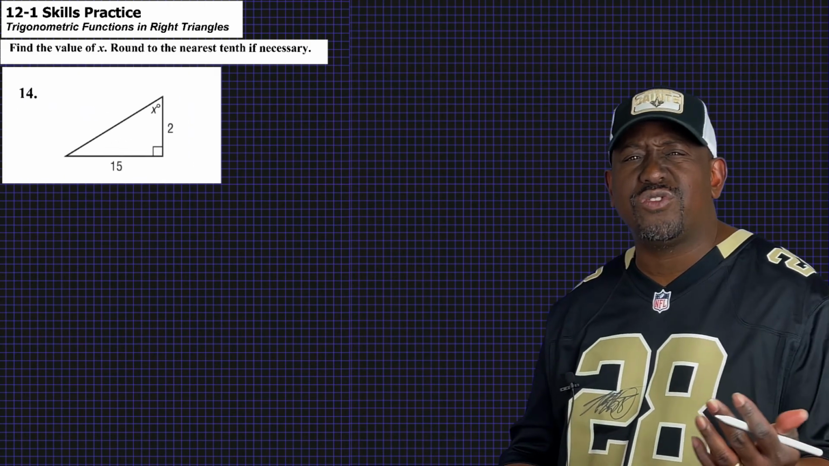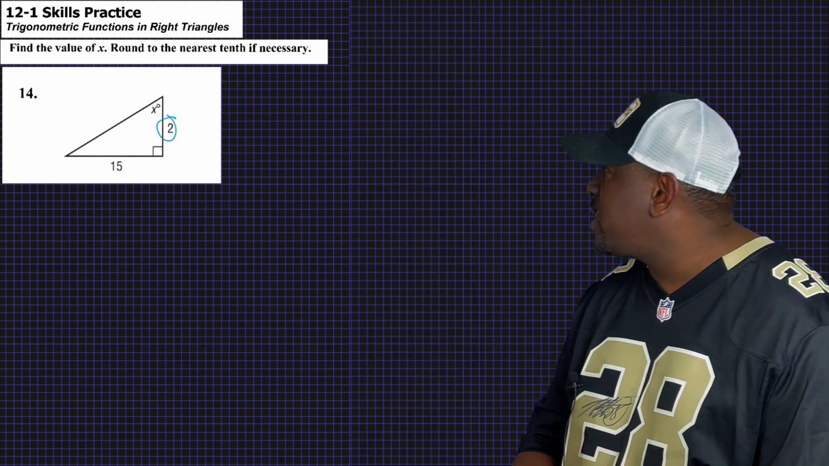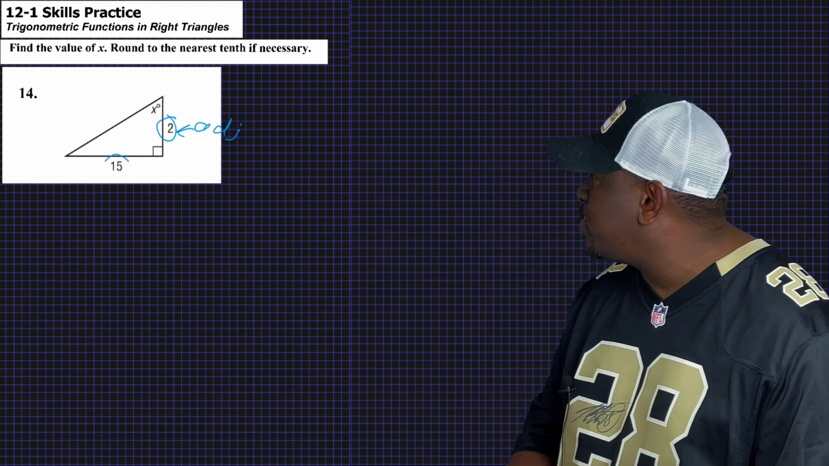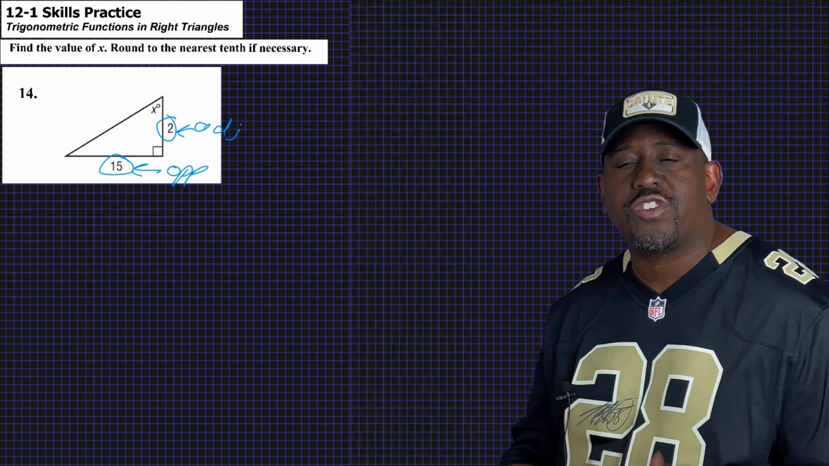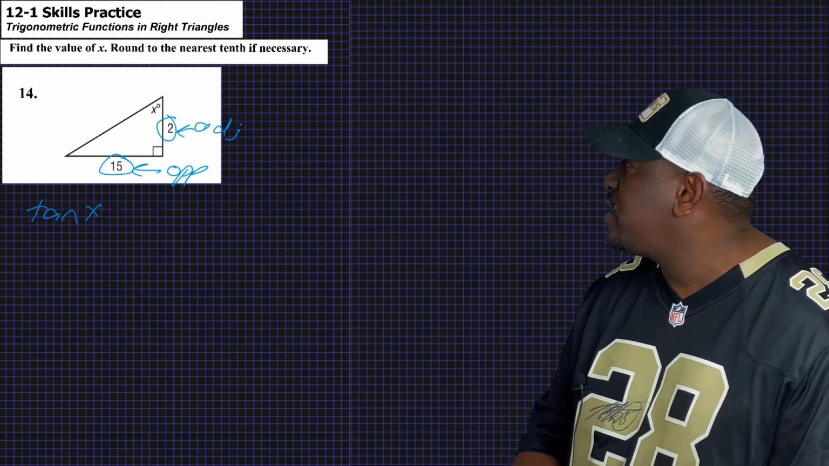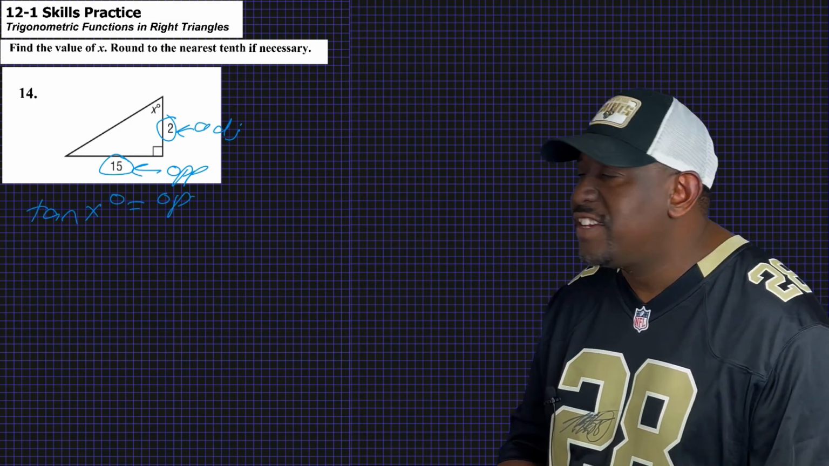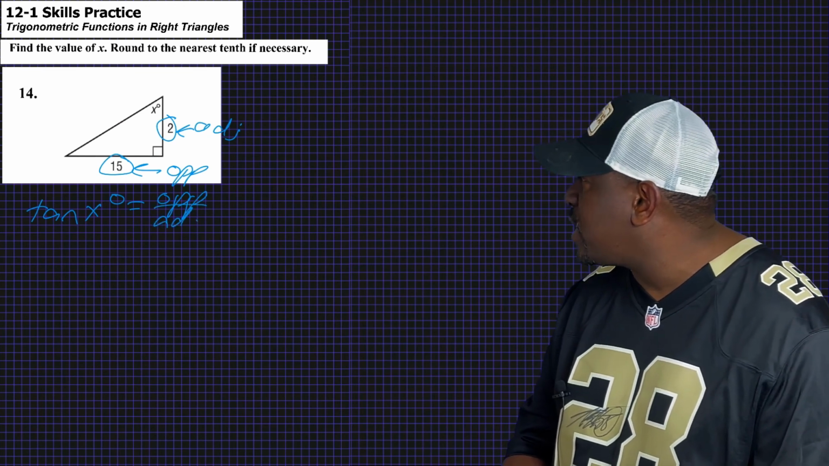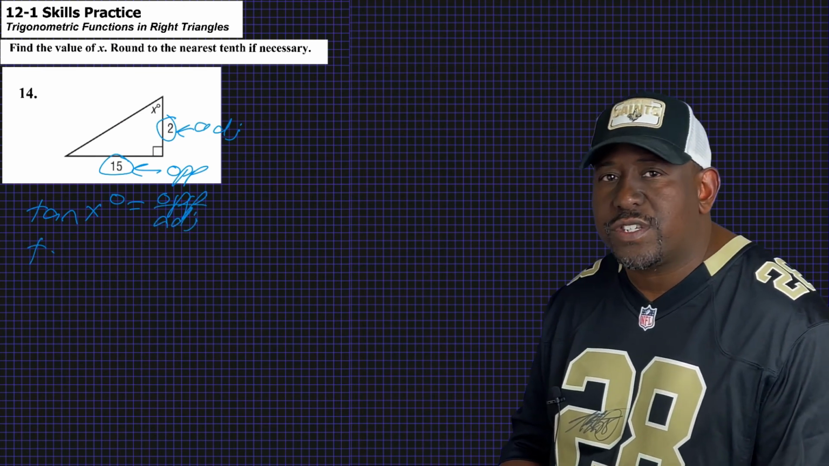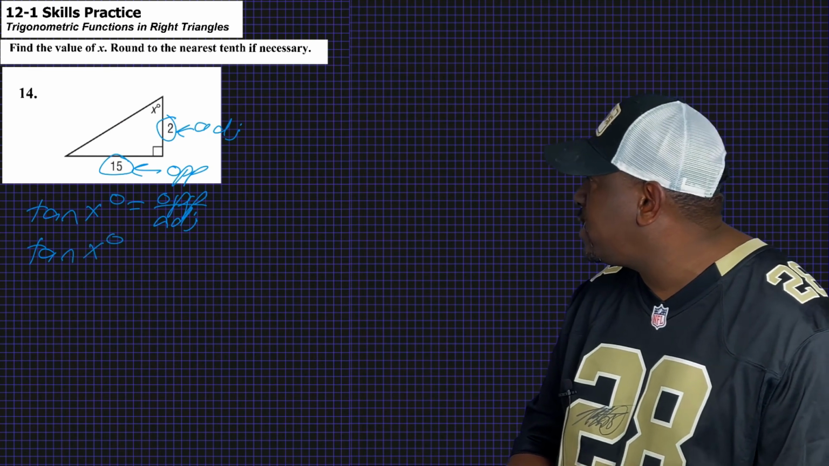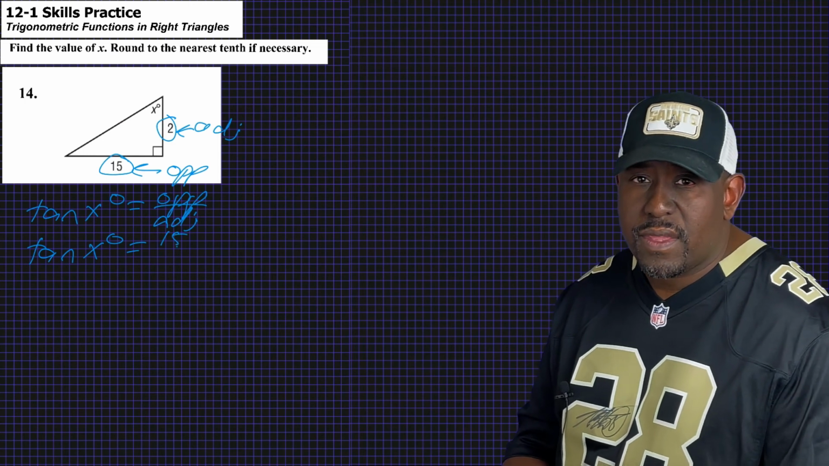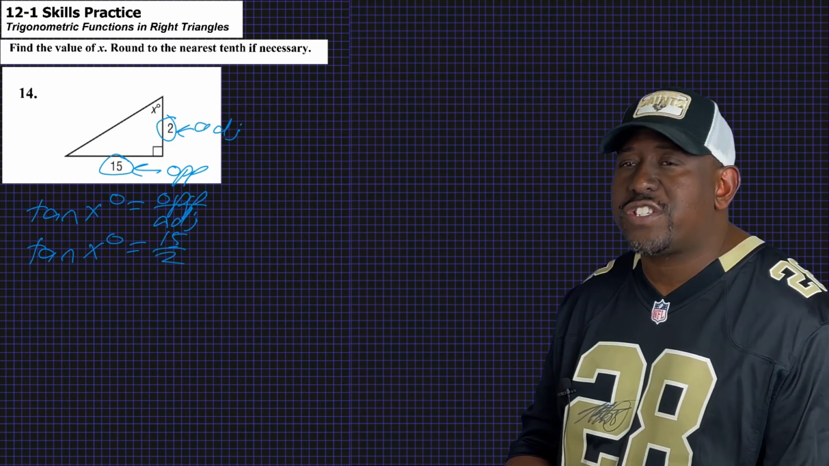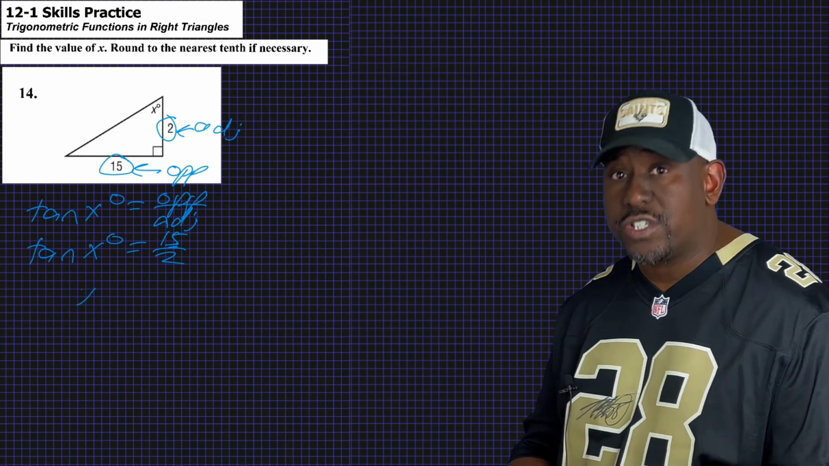The more of these you do, the more confident you'll get. So we have another right triangle. We're looking for theta at the top of the triangle. We label the sides. 2 is adjacent, 15 is opposite. So what trig function has opposite and adjacent? You're correct, it's tangent. So we have tangent of x degrees equals opposite over adjacent. We substitute our values in. Tangent of x degrees is 15 over 2. X degrees will be the inverse tangent of 15 over 2.